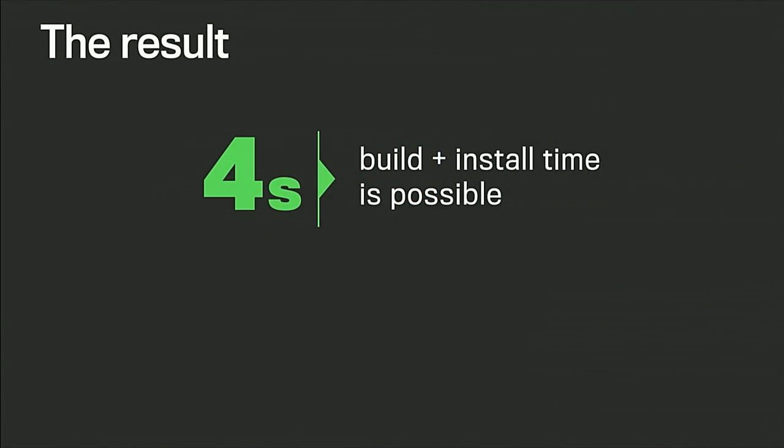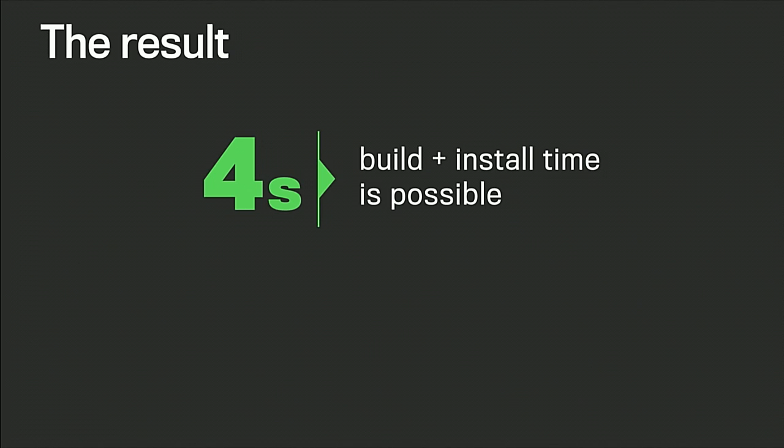The result of this is that it is absolutely possible to achieve a 4-second build plus install time with Buck, even with a relatively large app. So this is not our average build time. It's substantially larger than that. But if you're iterating on a bit of Java code that's in a relatively small module, you can see this very frequently, a 4-second build and install time.